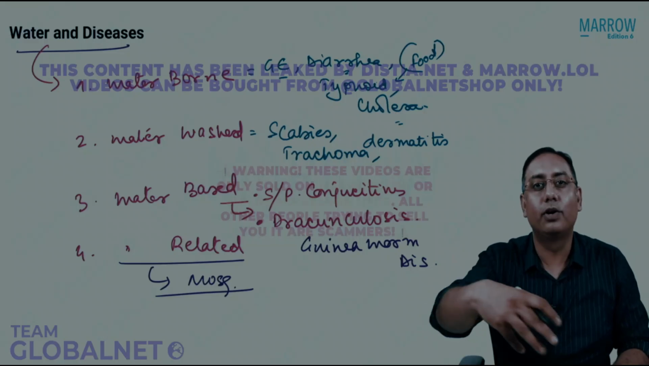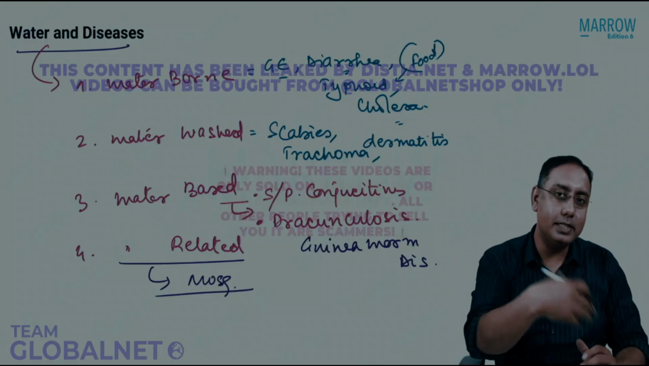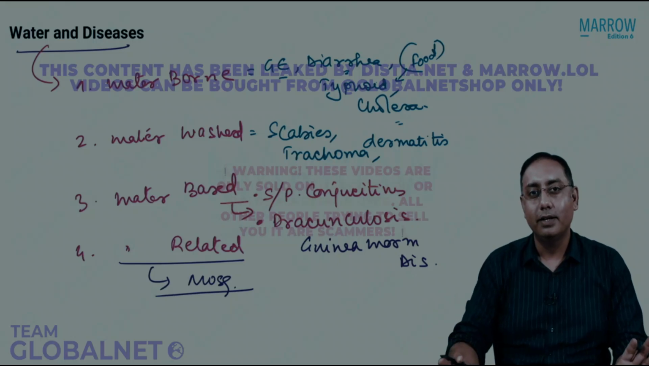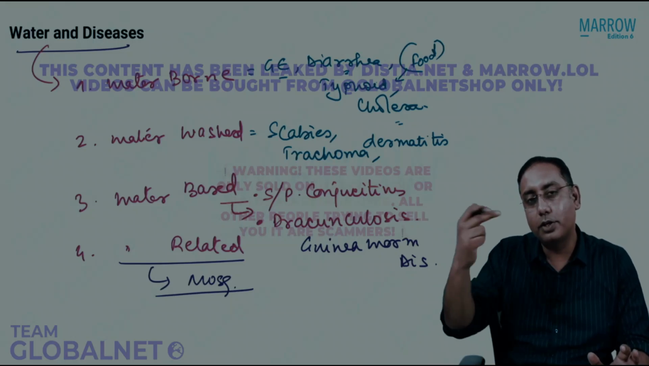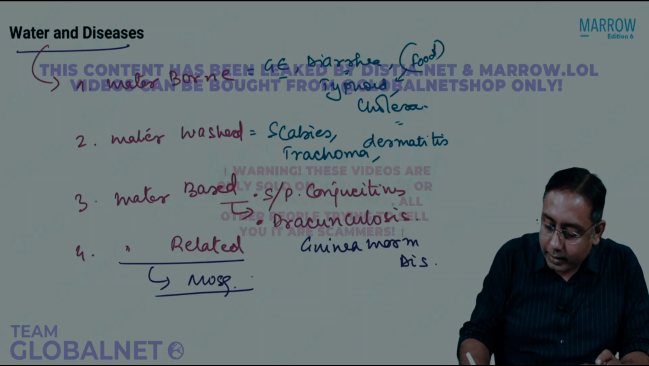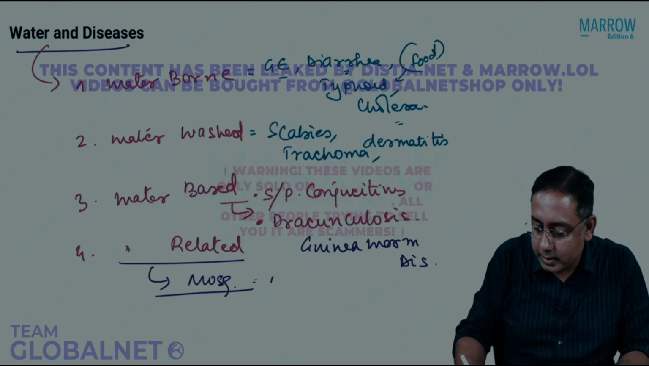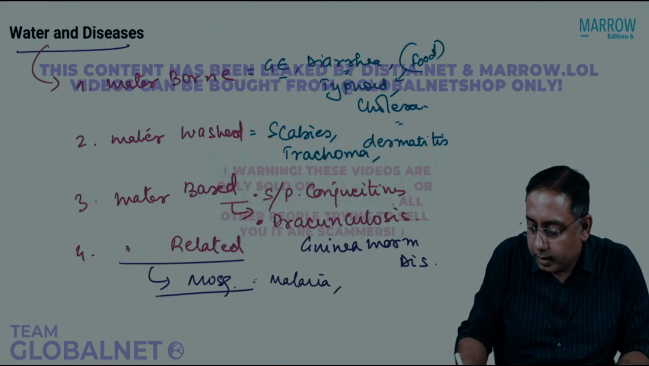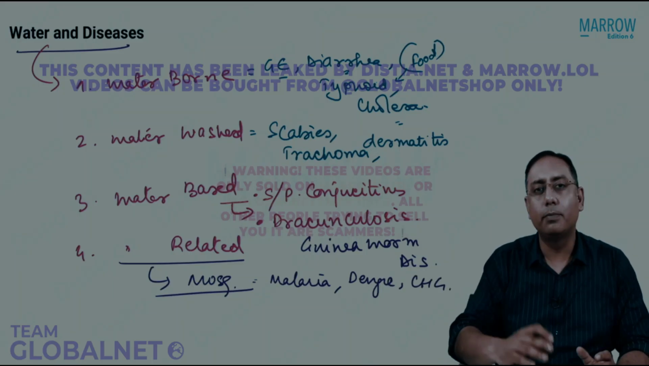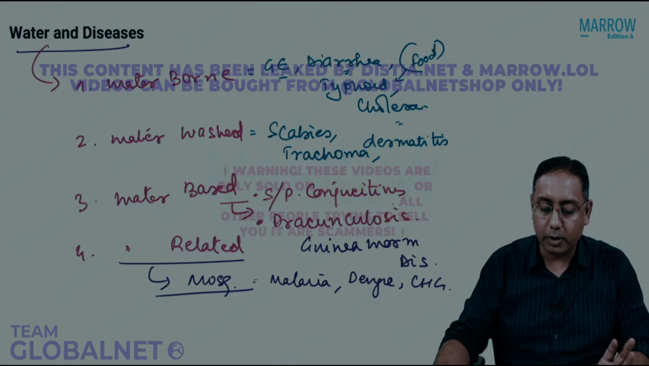That relative needs water to spread the disease. The disease cannot spread if the water is not there, because for the life cycle of the mosquito, you need water. So water-related diseases are all the mosquito-borne diseases. Examples are malaria, dengue, chikungunya, all the vector-borne diseases.